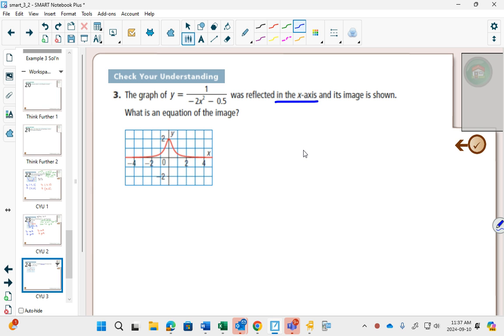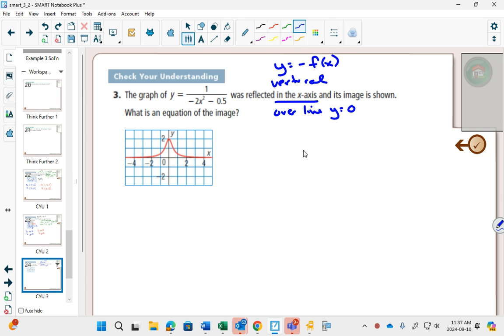This time they said the x-axis. Is this a vertical or horizontal one? Vertical. Vertical is outside, so this would be y equals negative f of x. Write the equation. You could also set over the line y equals 0.